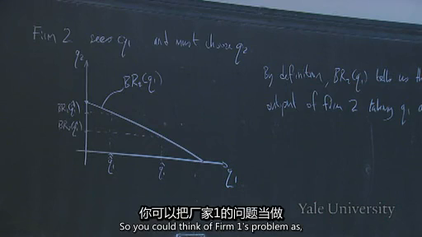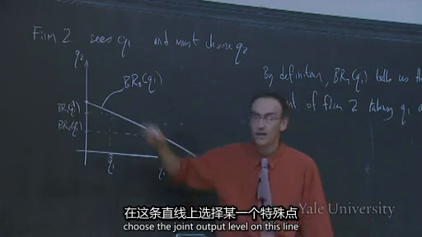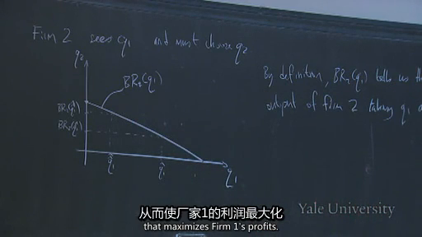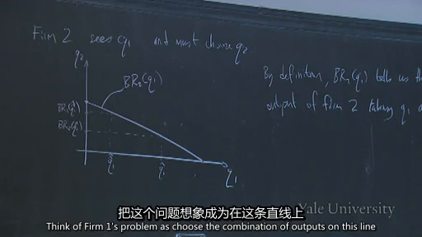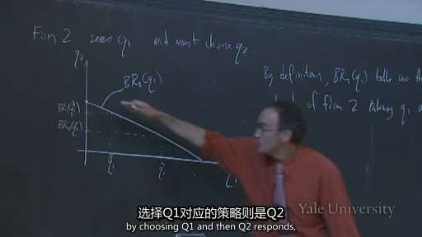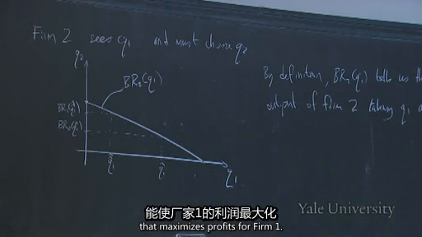All right? So you could think of firm 1's problem as choose the joint output level on this line that maximizes firm 1's profits. We could think of firm 1's problem as choose the combination of outputs on this line by choosing Q1, letting Q2 respond. Choose the combination on this line that maximizes profits for firm 1.